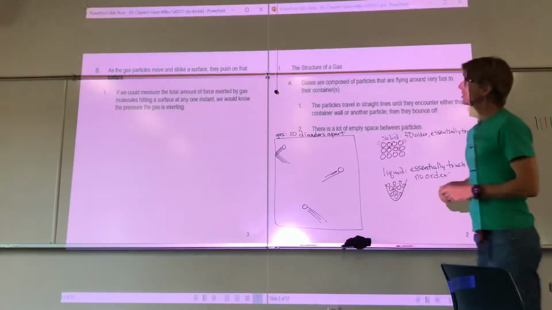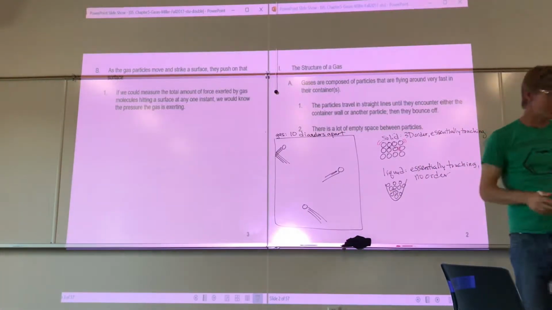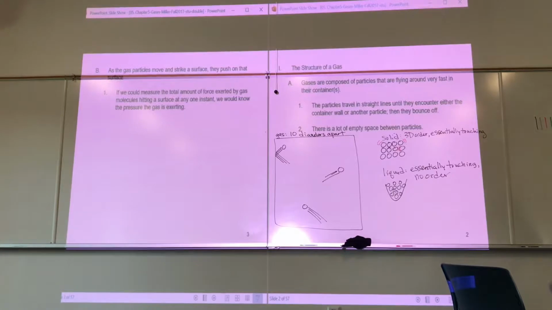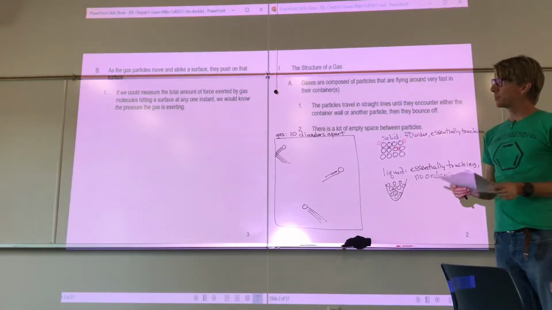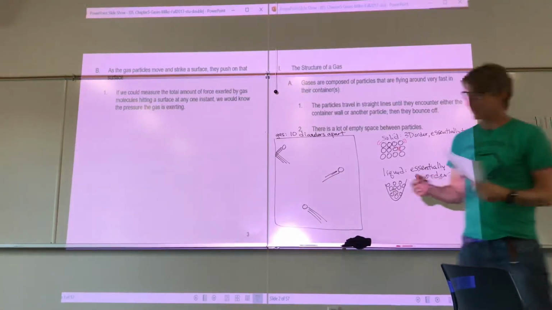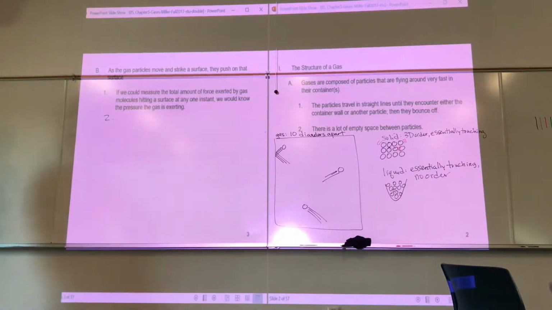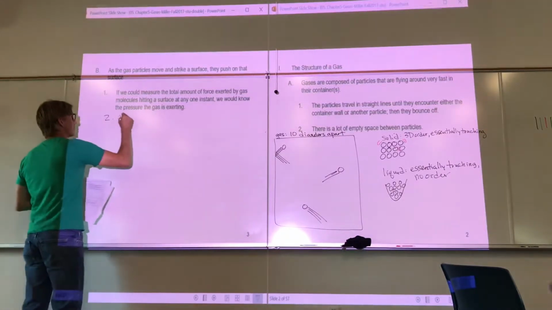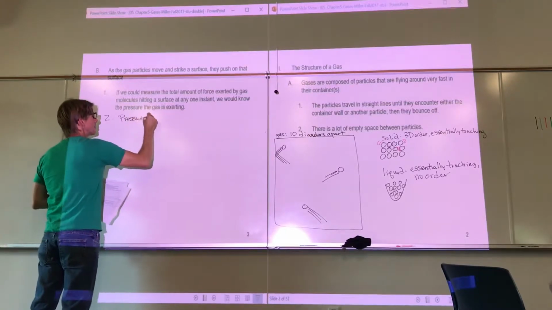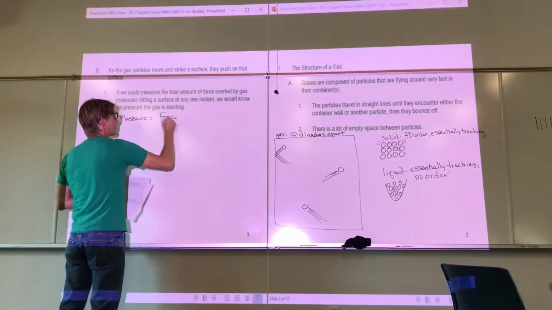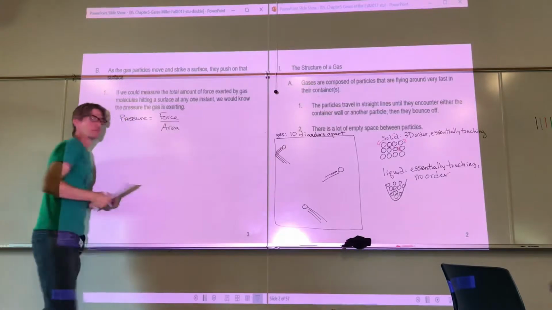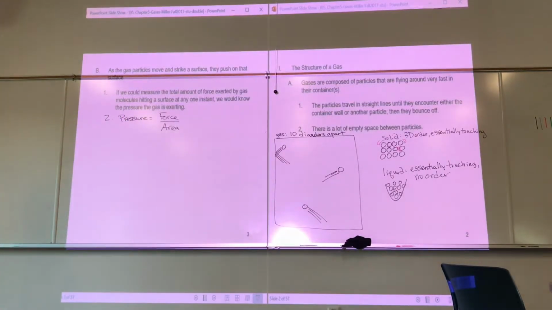As the gas particles move and strike a surface, they push on that surface. If we could measure the total amount of force exerted at any one instant, we would know the pressure the gas is exerting. And for here, I want to do number 2 next. Number 2 is going to be the physics definition of pressure, which is that pressure is a force per area.